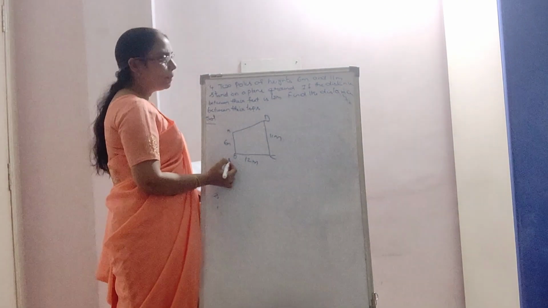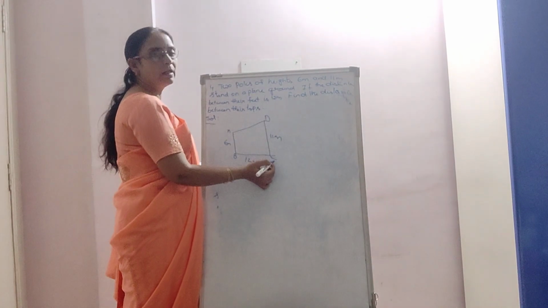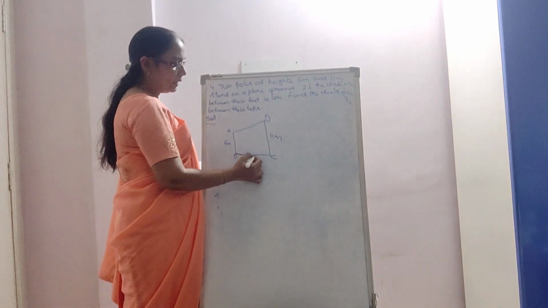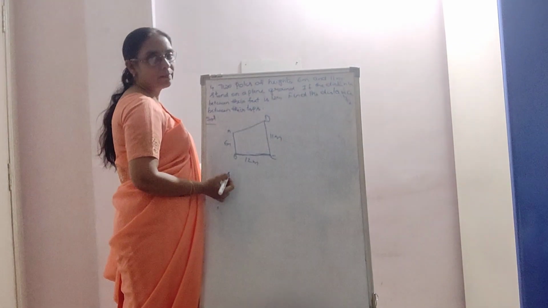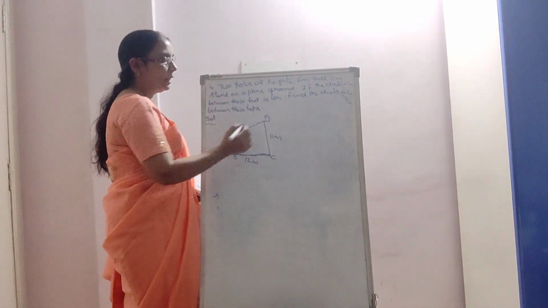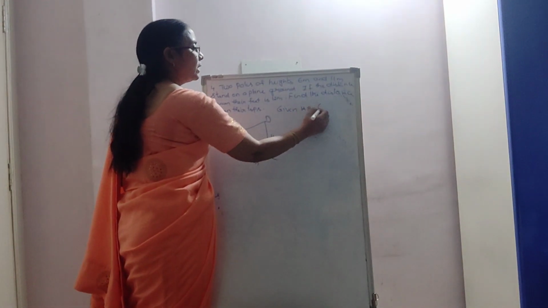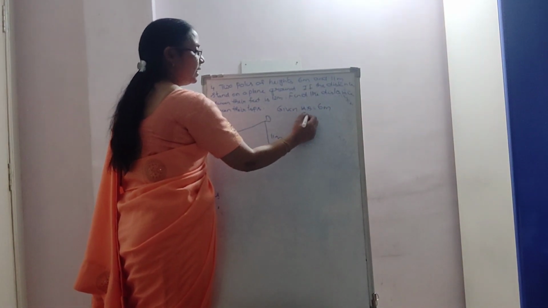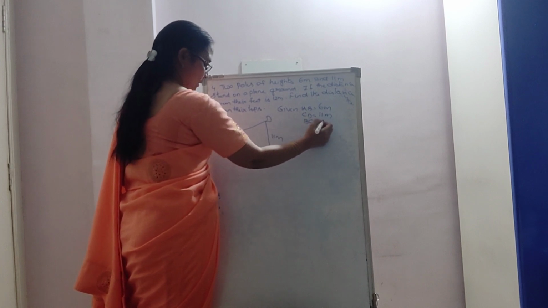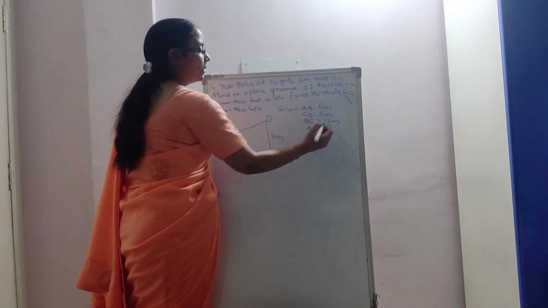AB is one pole which is of 6 meters. CD is another pole which is of 11 meters. They are standing apart at a 12 meters distance. Now he is asking the distance of AD. Given AB is 6 meters, CD is 11 meters, BC is 12 meters, and he is asking AD.